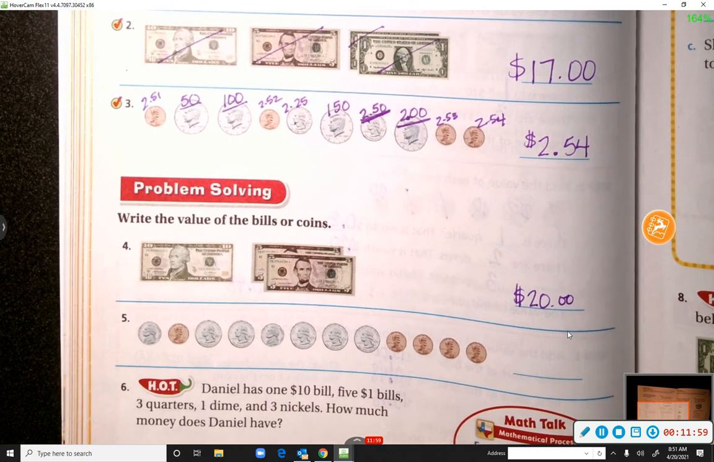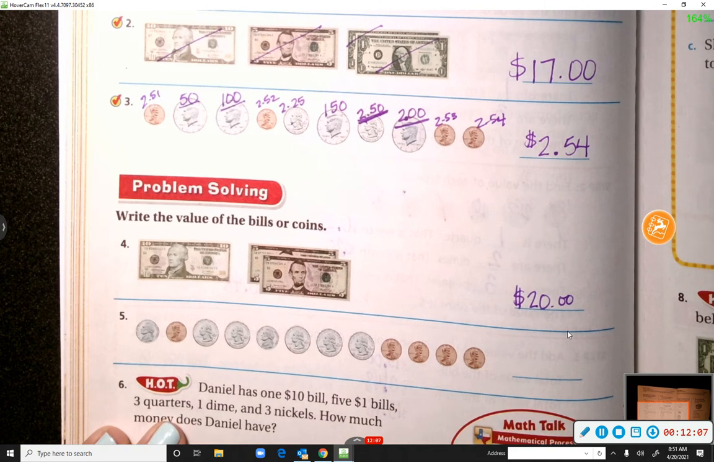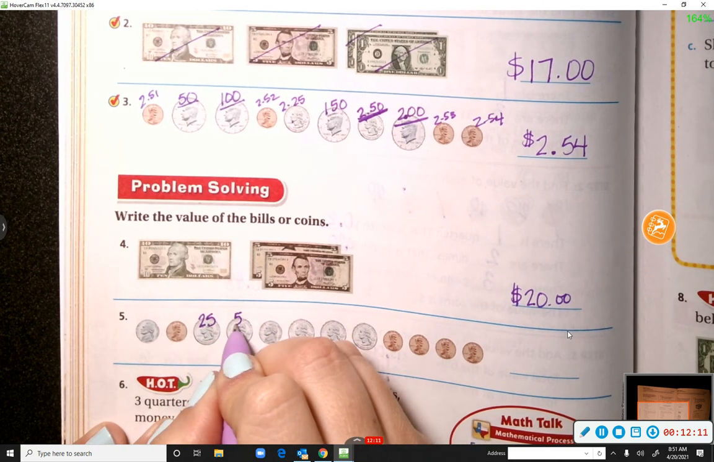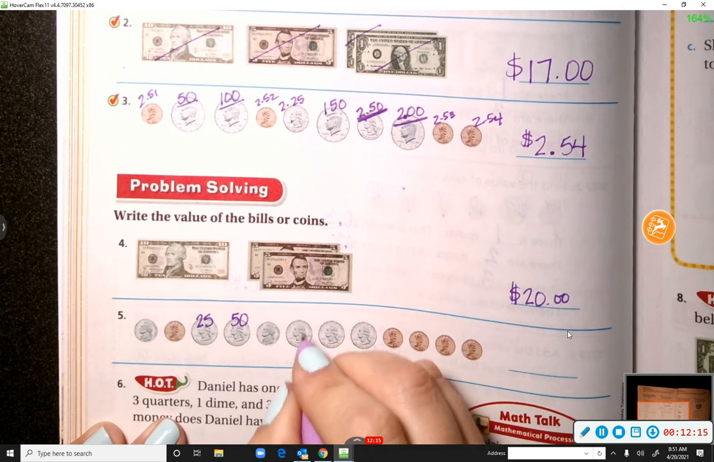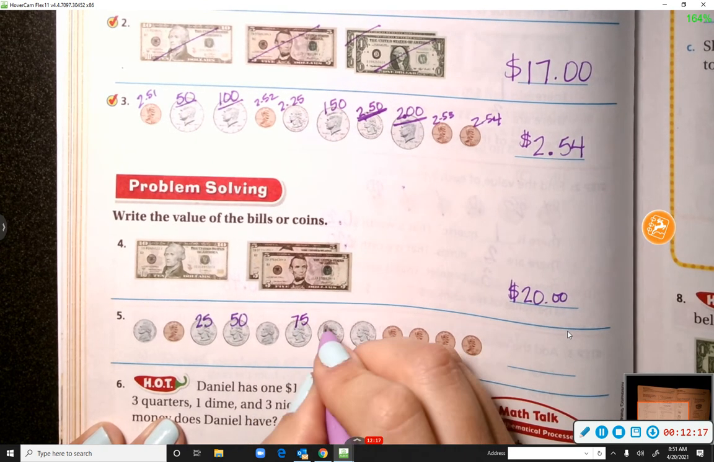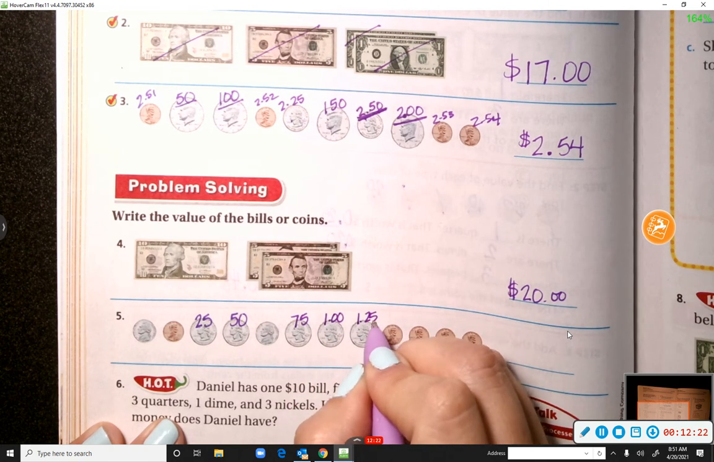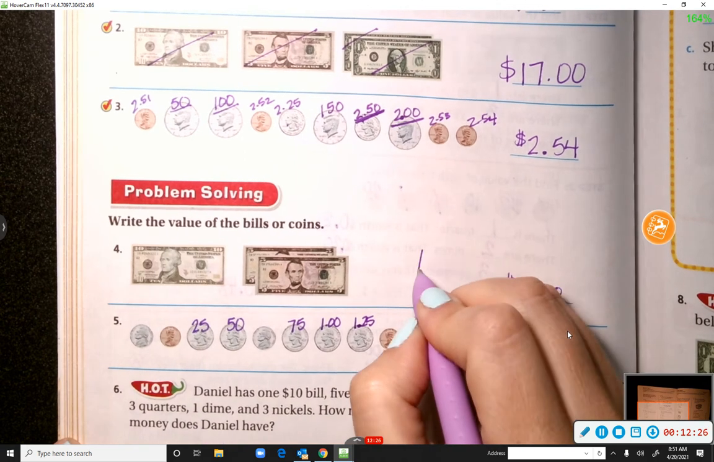Okay, number 5. We have a bunch of coins, so we want to start with the biggest one. What is the biggest one that we see? 25. 25 cents. Good. The quarters. So I'm going to label. So this would be 25, 50. What comes next? 75. A dollar. $1.25. Good. So now if I want to, I can write that down like I'm going to add it up.